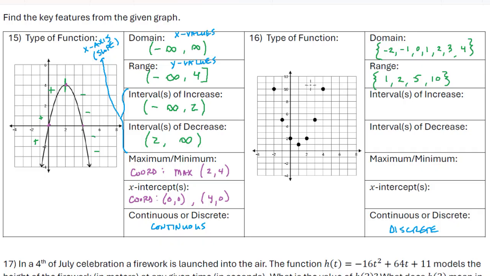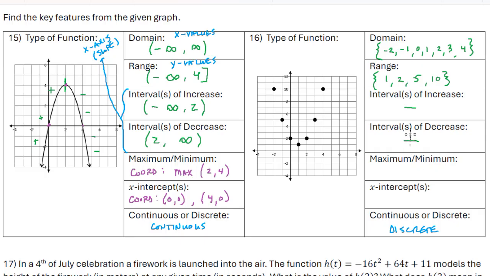Okay, interval of increase on this. This would be a little bit tougher to deal with. There really is not an interval that we can write here, because intervals, again, have a lower boundary and an upper boundary, and they include all the numbers in between. So we don't really have an interval of increase or an interval of decrease.